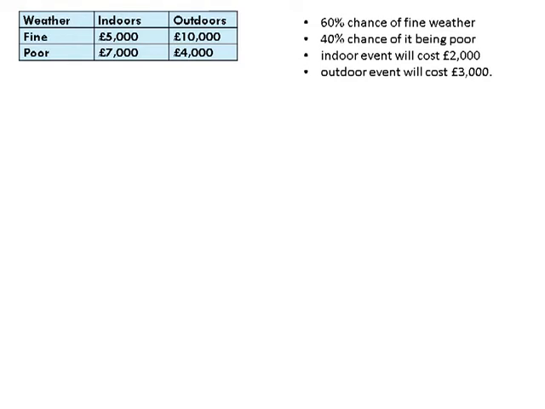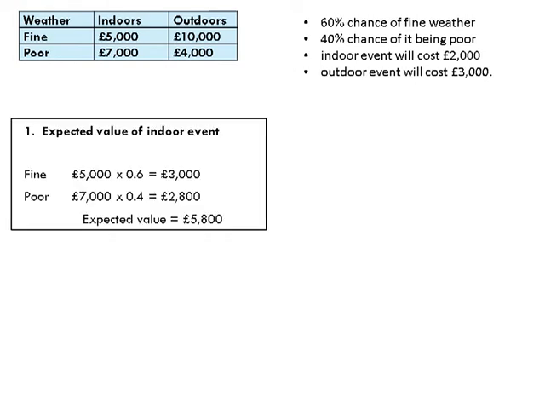So what we want to do first is work out the expected value of one of the events. So let's take the option of holding this event indoors. So what is the expected value of the indoor event? Well, if the weather is fine, we'll generate a return of £5,000, but there's only a 60% chance of that occurring. So what we do is we take the return and we multiply that by the probability of it occurring, and that gives us the expected value of £3,000.